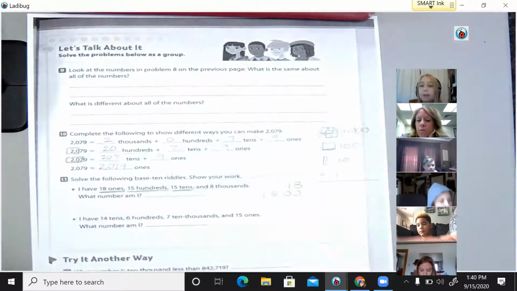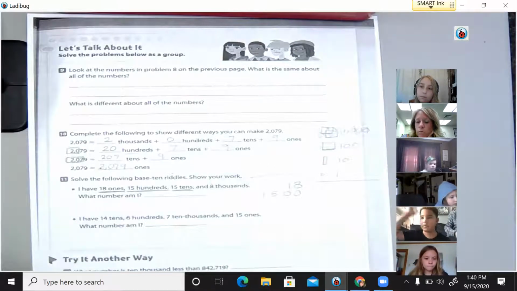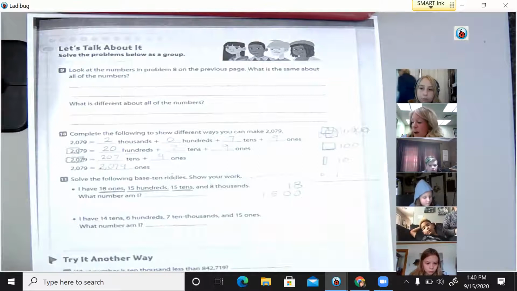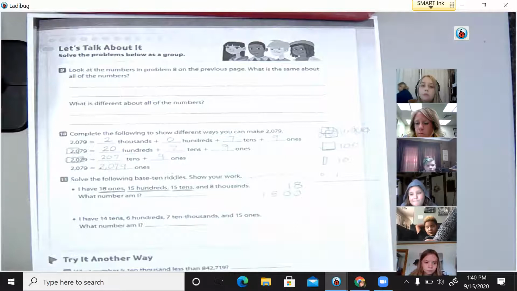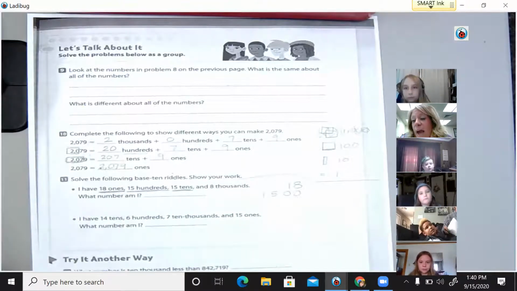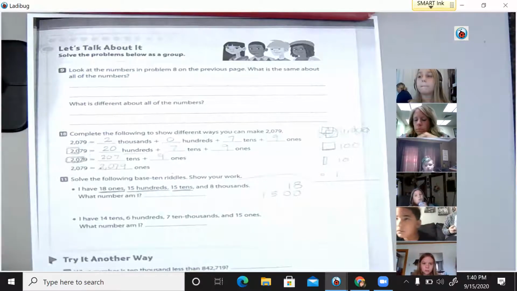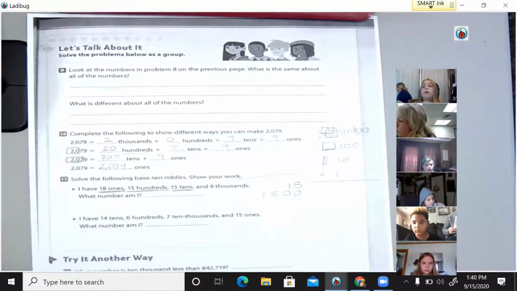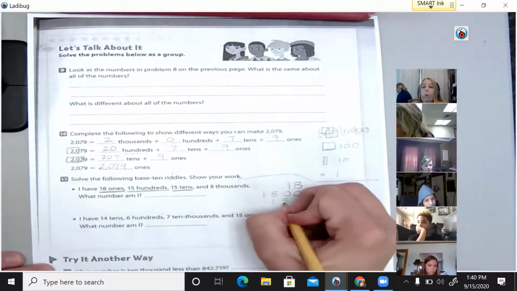Now I have 15 tens. Nina, what base 10 block represents a 10? Long. So if I have 15 longs, Nina, what number does that represent? 15 longs. 1,000. Wait, no. It would be like counting by tens 15 times. 150. Very good. So I'm going to add my 150.